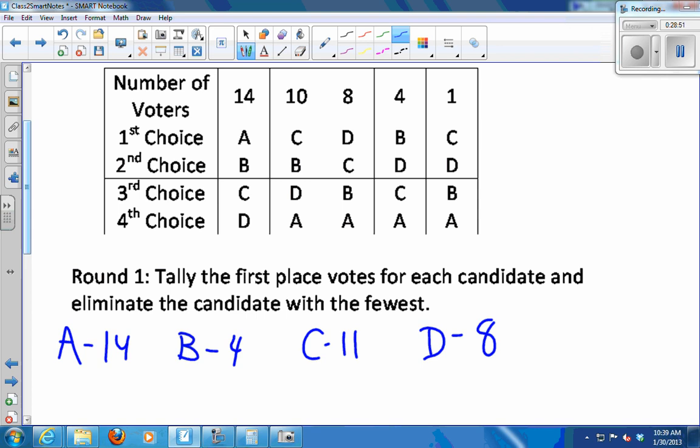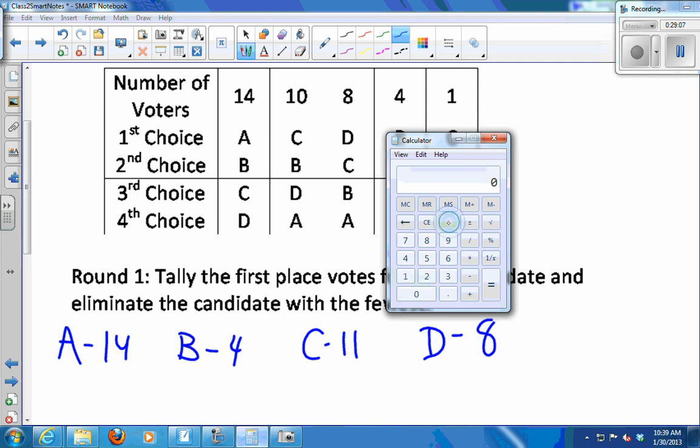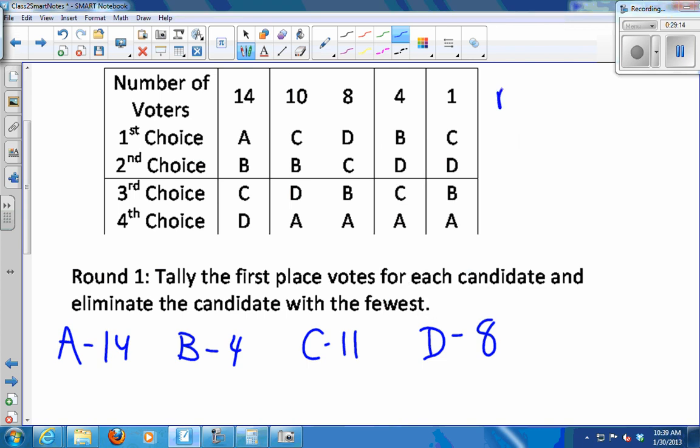So first we want to count up how many people voted in this election altogether. 37. So how many would be a majority? 19. So you do 37 divided by 2, 18 and a half, so 19 would give a majority. So I'm just going to write myself a little note here. Need 19 for a majority.